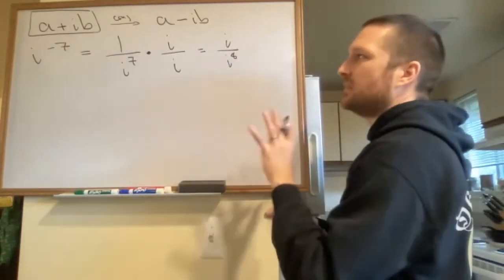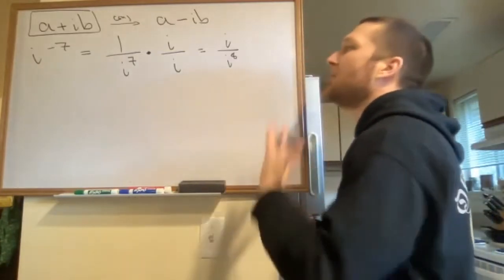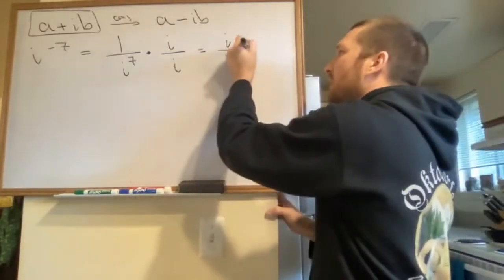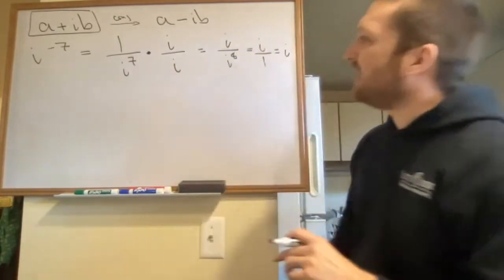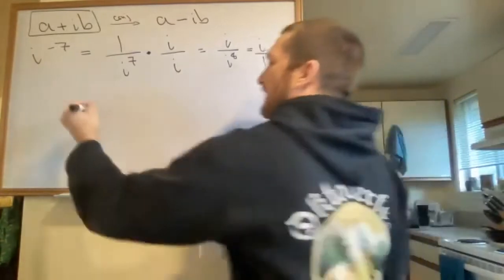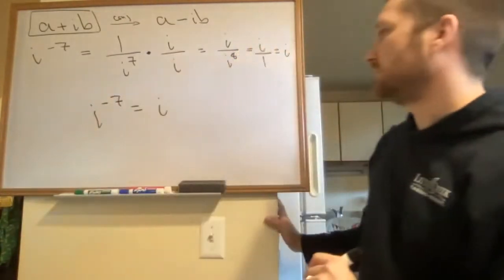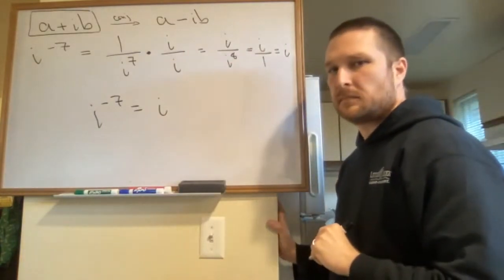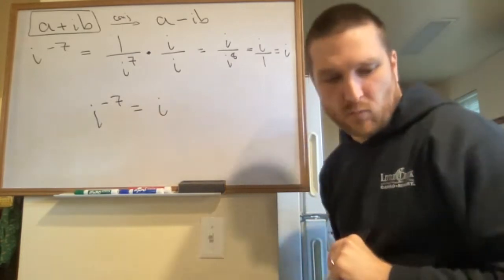I love how you did some in the homework, you did different ways of doing this. I just happen to know that i to the 8th is 1, and so we have i over 1, leaving me with just i, and so i to the negative 7 is equal to i right there. So that's some stuff you'll see in the homework.